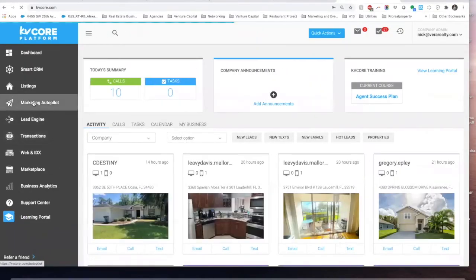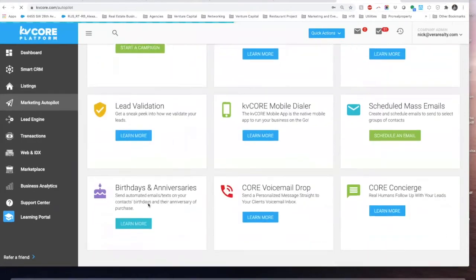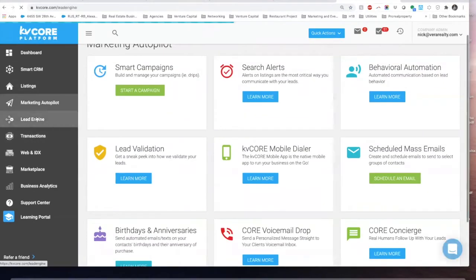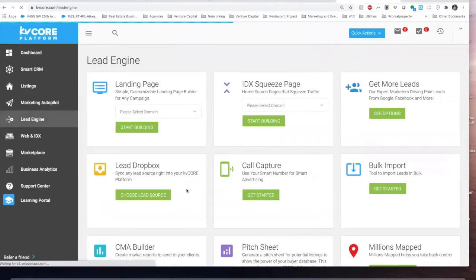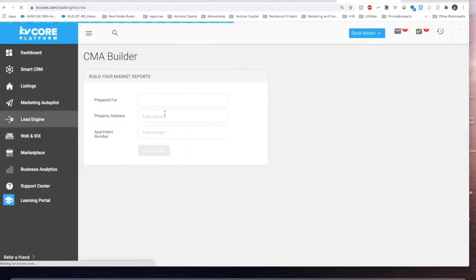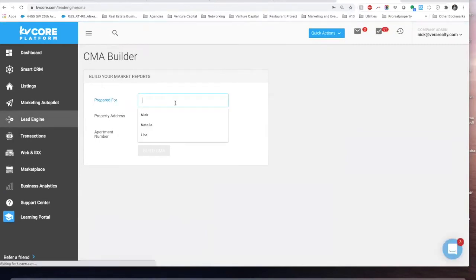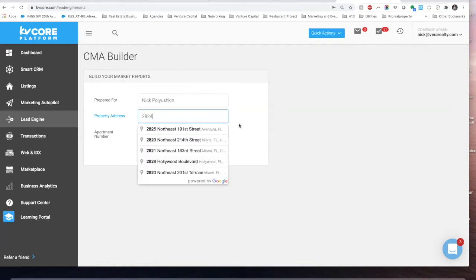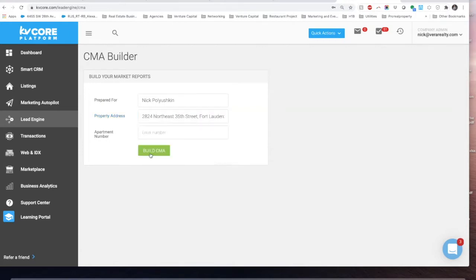So we just go to marketing autopilot, sorry, lead engine. Yeah, we go to lead engine, and then you click on CMA builder, and then you type in the name for whom you're preparing the CMA. But this is done at the list before you go to the listing appointment, obviously. But just to get an idea of the price, it will take like 30 seconds to do that.